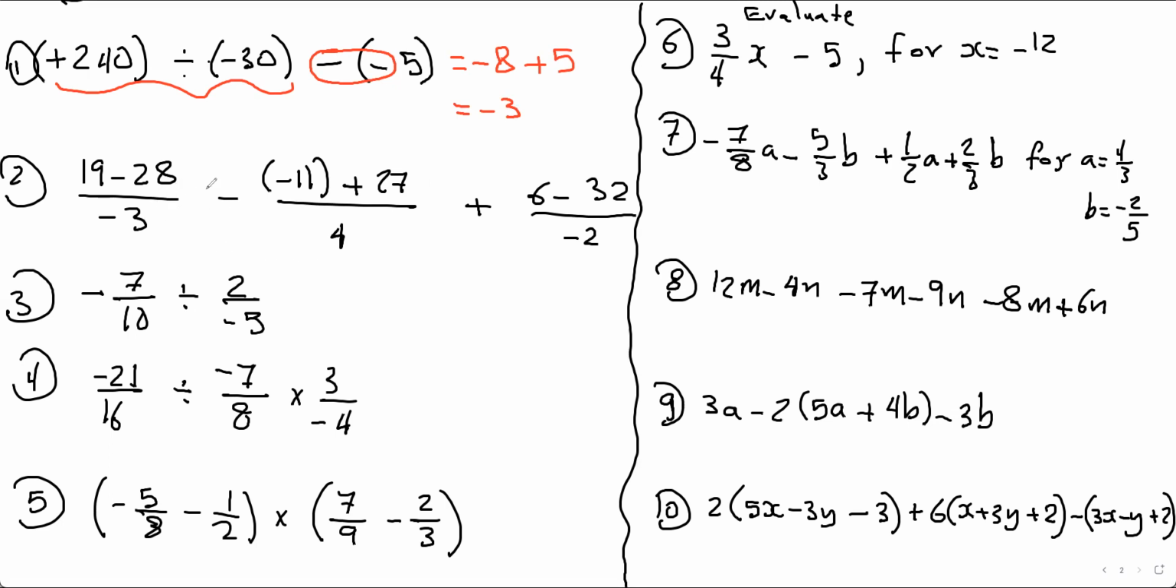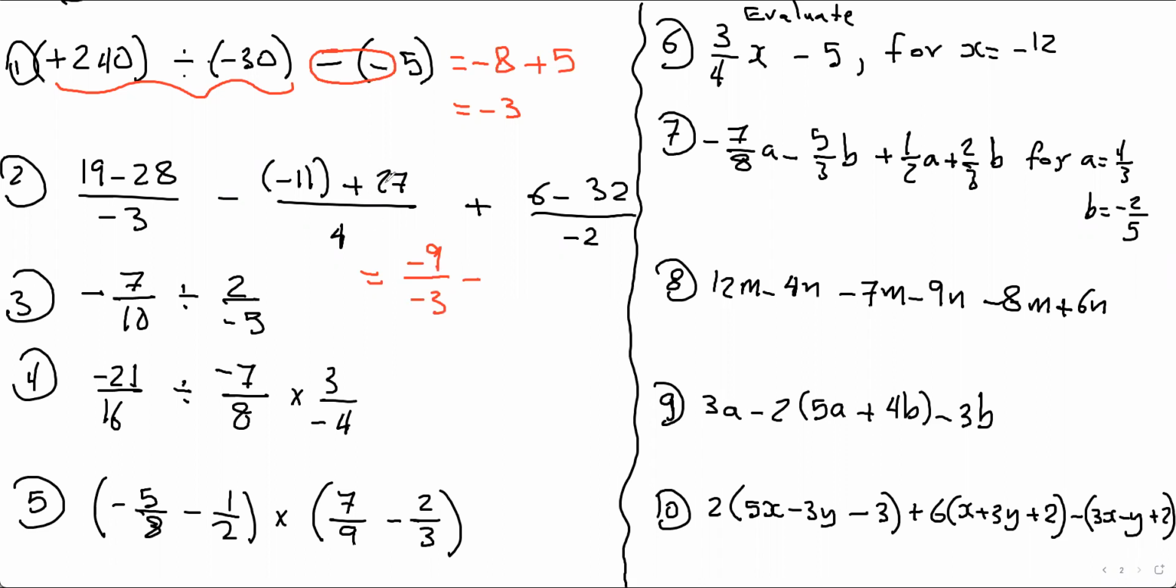Now, how about this? This is 19 minus 28. That's negative 9. Negative 9 divided by negative 3. So if I'm writing this in steps, I'm just going to write the answer here. Negative 9 over negative 3. Hold on a second. Let me just write it a little bit better. So we have a fraction form. We have 19 minus 28 is negative 9 over negative 3.